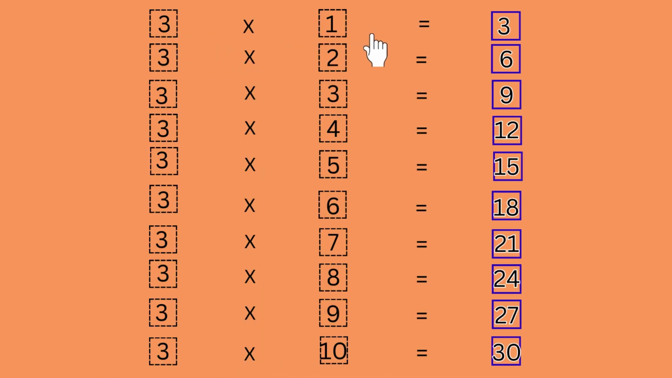3 ones are 3, 3 twos are 6, 3 threes are 9, 3 fours are 12, 3 fives are 15, 3 six are 18, 3 sevens are 21, 3 eights are 24, 3 nines are 27, 3 tens are 30.